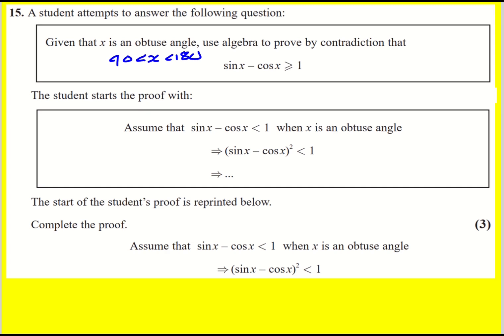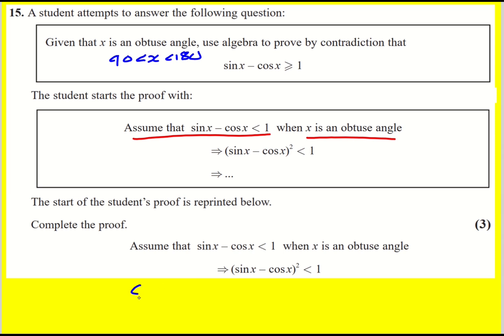The student starts the proof with our normal proof by contradiction method, and that is to assume the opposite of what we want to prove. Now we know that x is obtuse, that's just decided, but we're going to assume the opposite. Going from that, they then square both sides, and we're asked to pick it up from here. So, okay, let's do it.